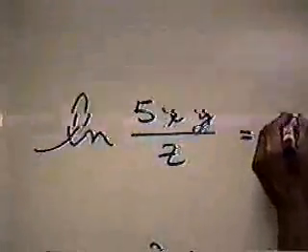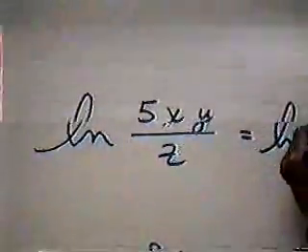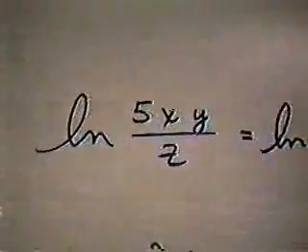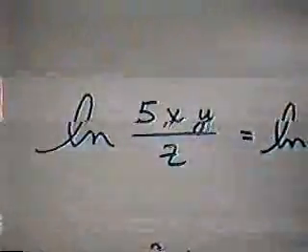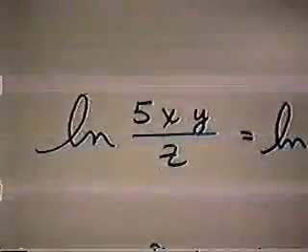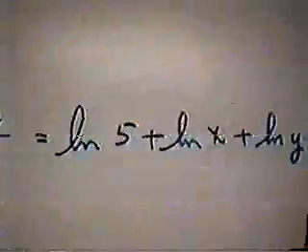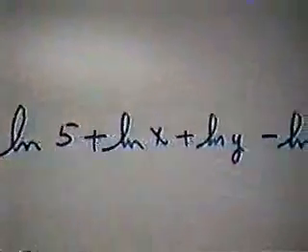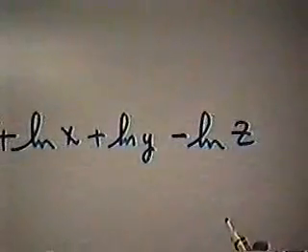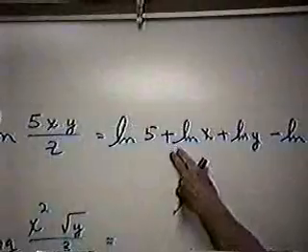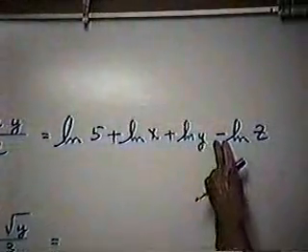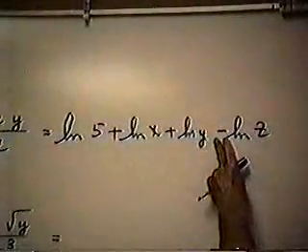The log of multiplication is the log of 5 plus the log of x plus the log of y minus the log of z. Log of multiplication is addition. Log of division is subtraction. All right, that's the first 2 rules. The log of multiplication is addition, and the log of division is subtraction.